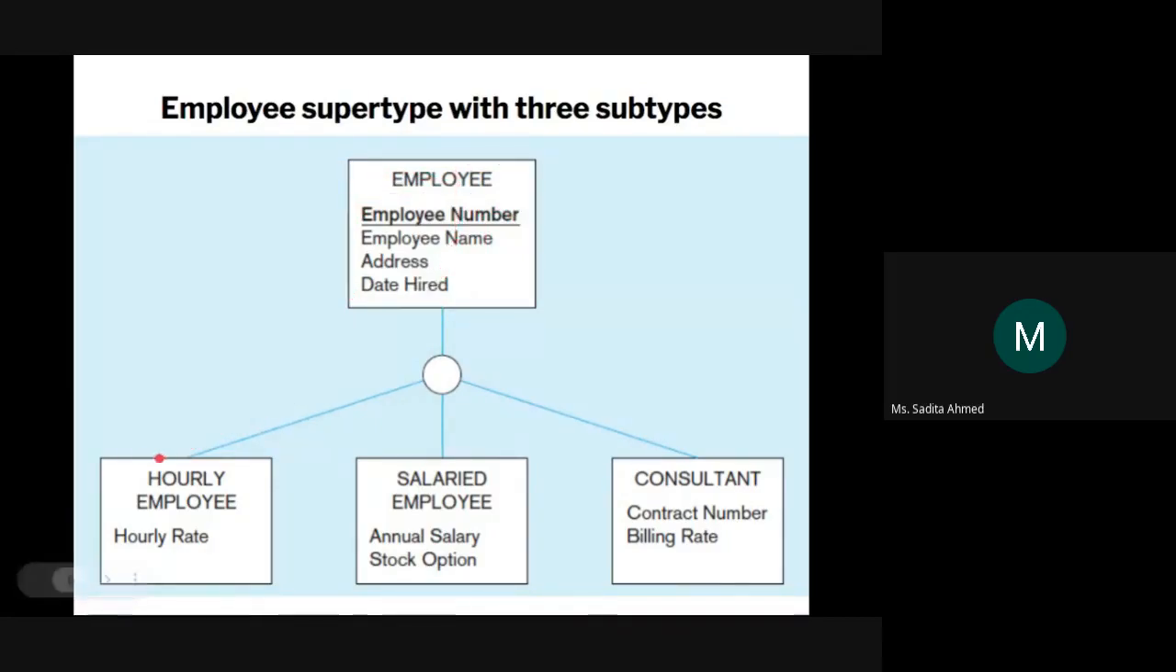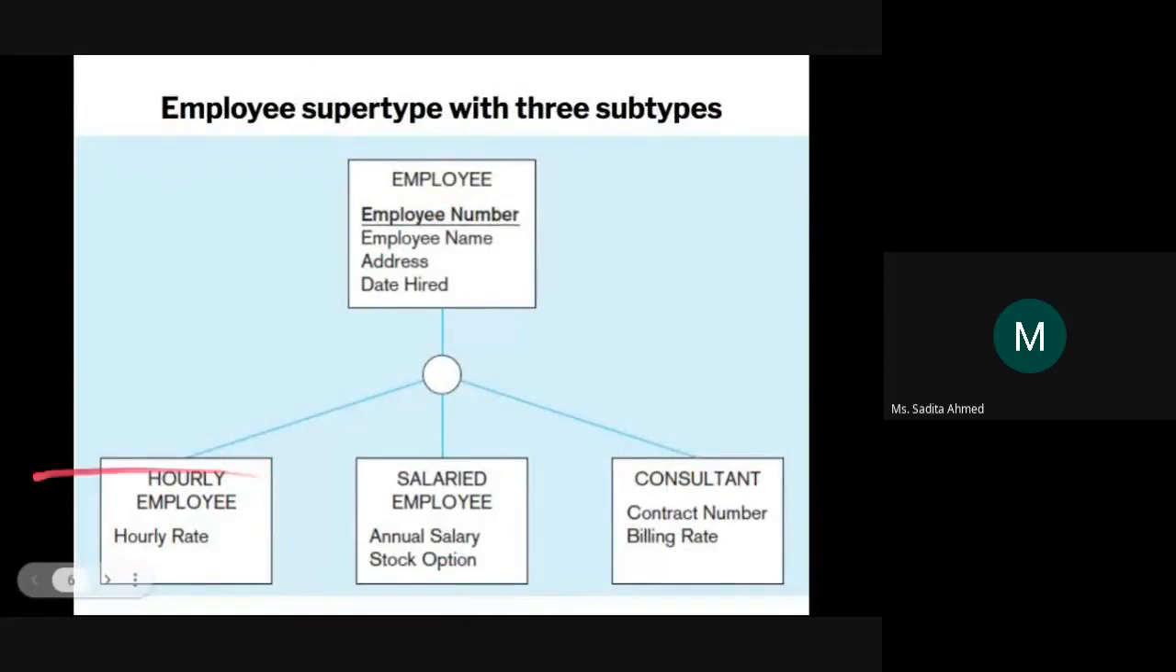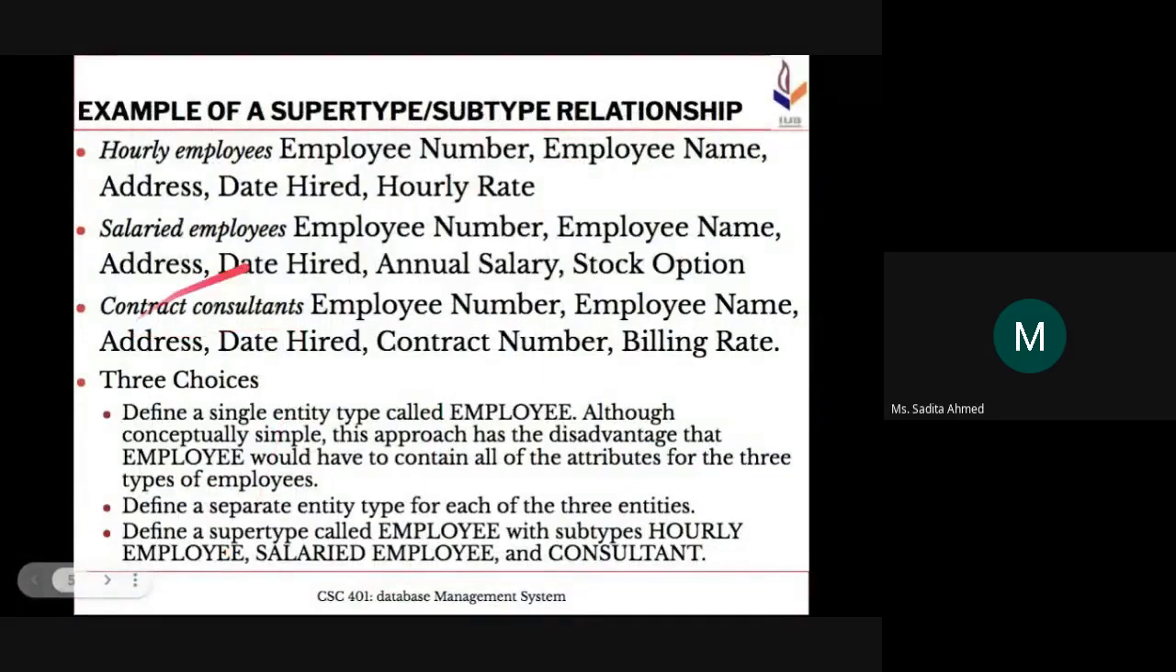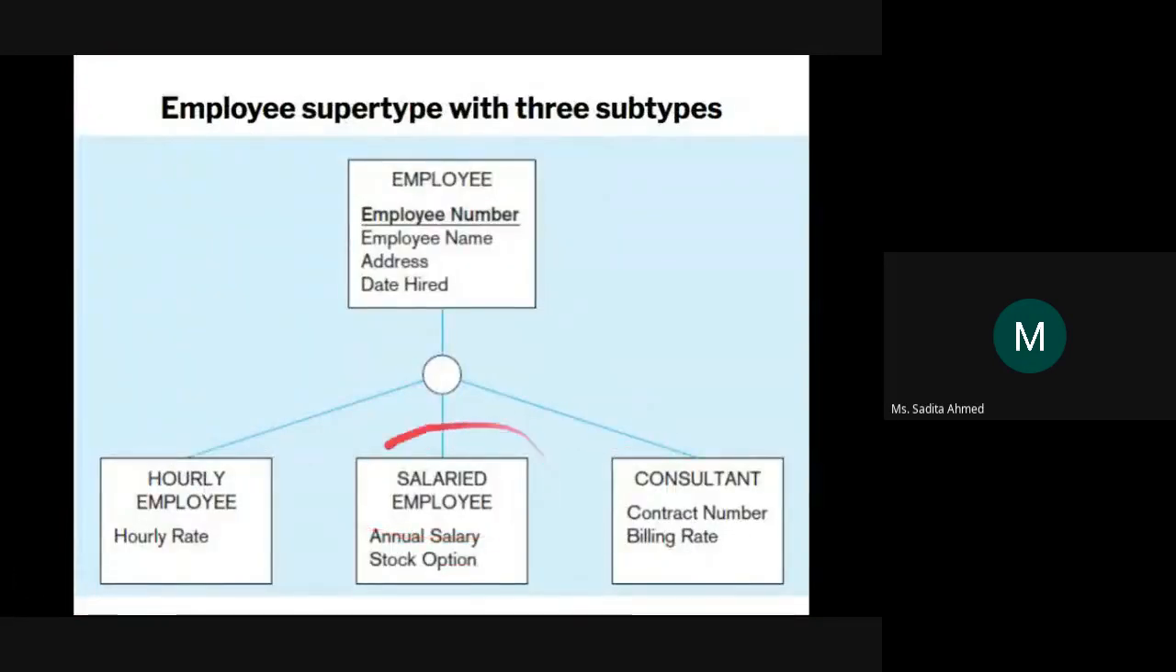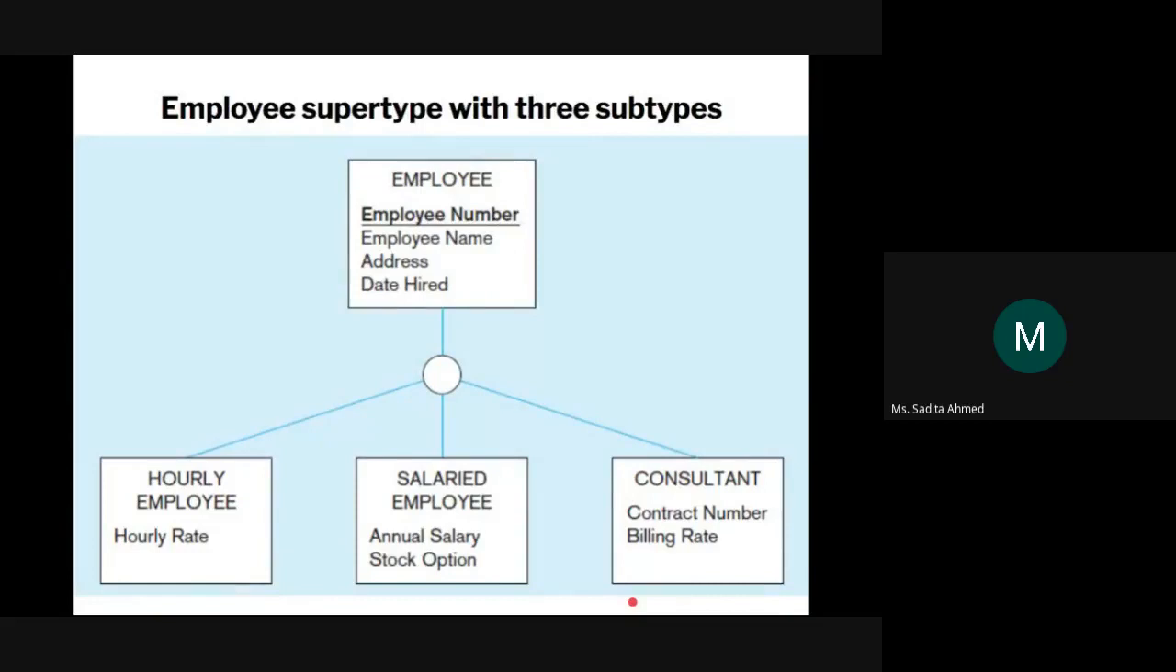And the unique attributes কি ছিল? Hourly employee had hourly rate, and only hourly employee had hourly rate, none of the others. So hourly rate, I will place it only in the hourly employee subtype. Salaried employee had two unique attributes as well, annual salary and stock option. I'll place them in the salaried employee subtype. Same goes for consultant. Contract number and billing rate, only unique to consultant, none of the others. Place them in the consultant subtype.